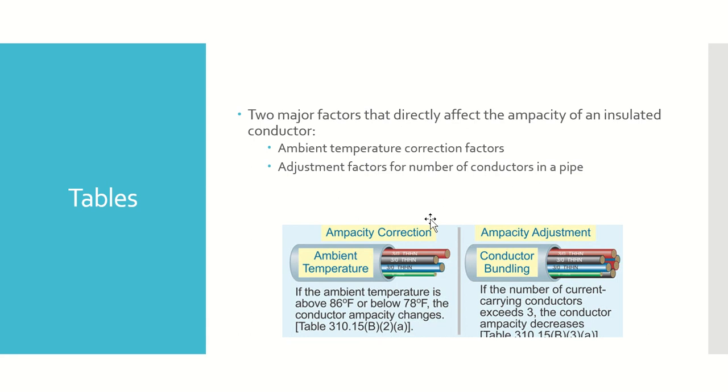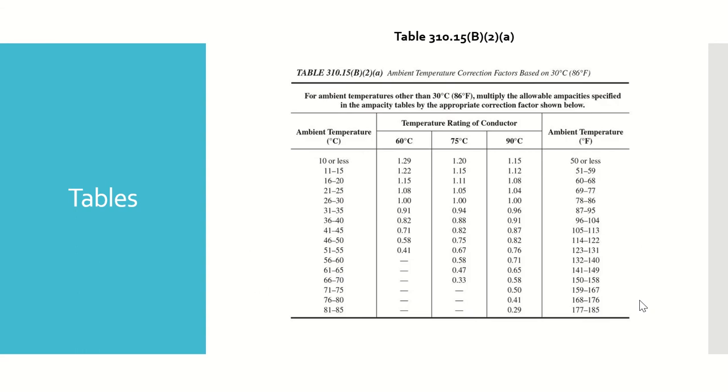But what happens if I exceed that 86 degrees, or I've got more than 3 current carrying conductors in a pipe? Well, then I'm going to have to use these next 2 tables. The first one is table 310.15(B)(2)(a). So when we're doing a correction for temperature, I'm going to use this table here.